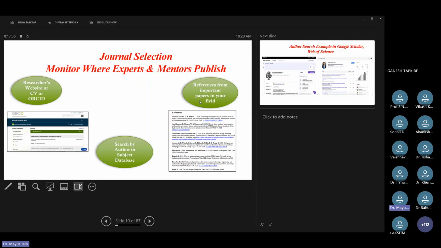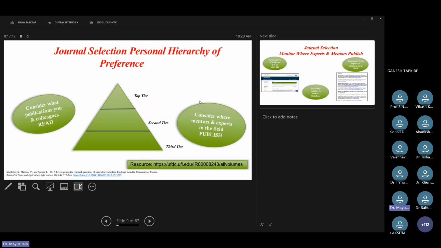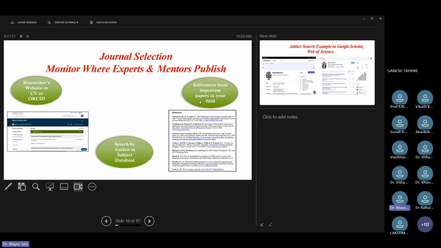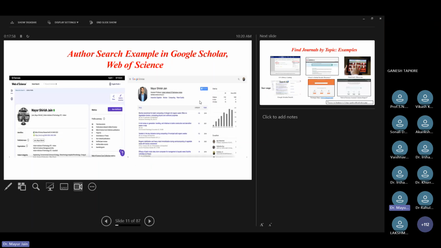So I always think that you should not directly go to the Elsevier website or Springer website and find out what the different types of journals are. First, you can always review all those different criteria, as I said: you can go to the publications of colleagues, mentors, experts. You can go to the researchers' websites, you can go to the references, and then finally you can go for the selection of your journal, right?